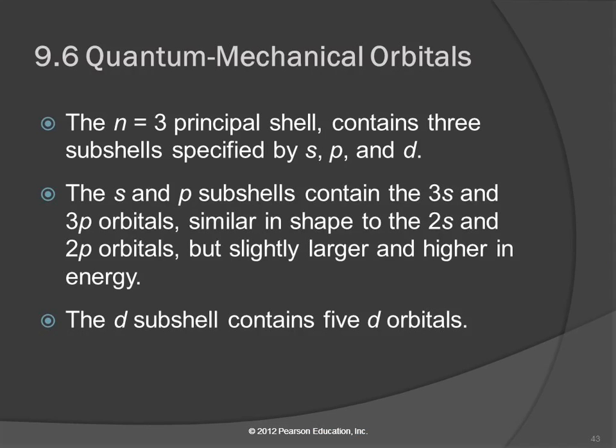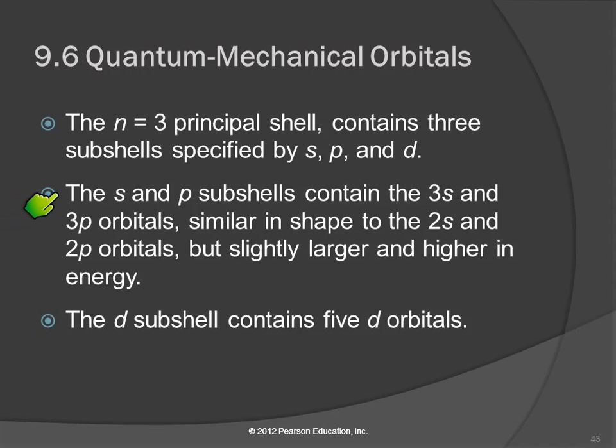So that third principal shell has 3 subshells. The third floor of the hotel has 3 rooms, okay? There's 3 different places that people can stay. In the third energy level, the third principal shell of the atom, there's 3 different places that electrons can be, different types of orbitals.